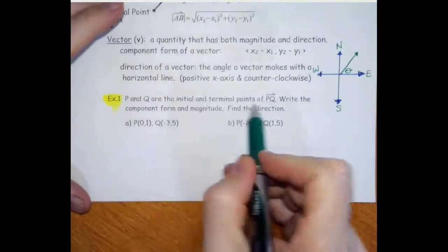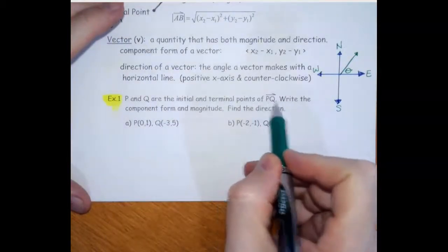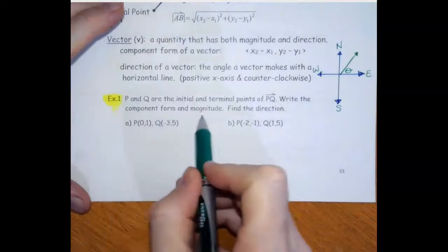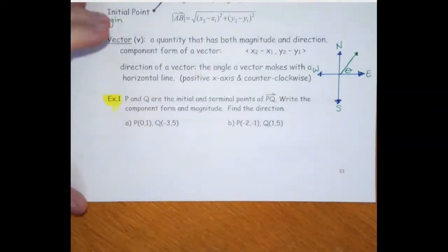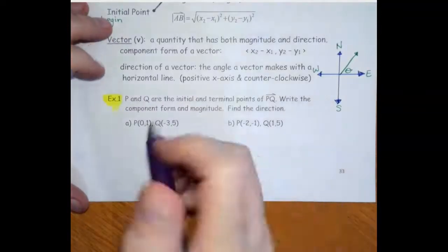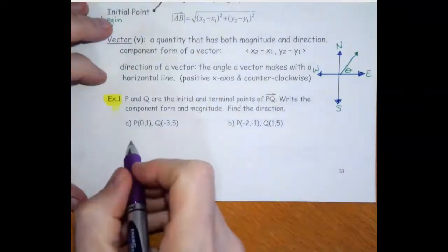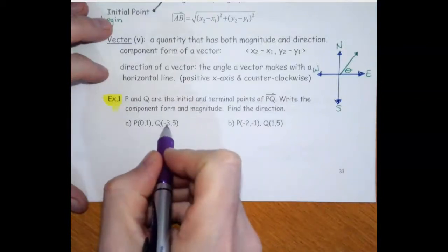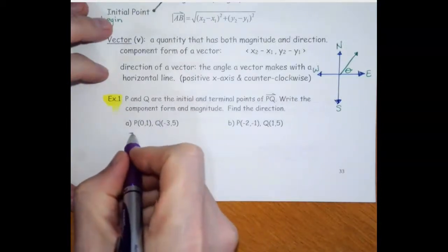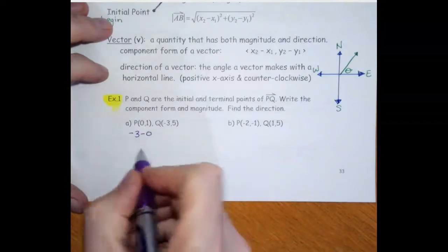Okay. P and Q are the initial and terminal points of vector PQ. Write the component form and the magnitude and find the direction. So we're finding three things here. The first thing is it says write it in component form. So in component form, we started here and we ended here. So you take the ending point minus the beginning point.